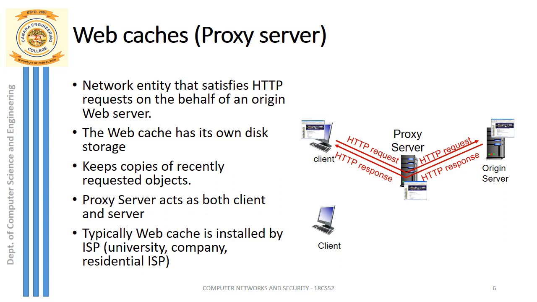The web cache has its own disk storage to keep a copy of recently requested objects by the clients. The proxy server acts as both client and server. How is this done? The proxy server acts as a server to the client, and it acts as a client for the origin server.